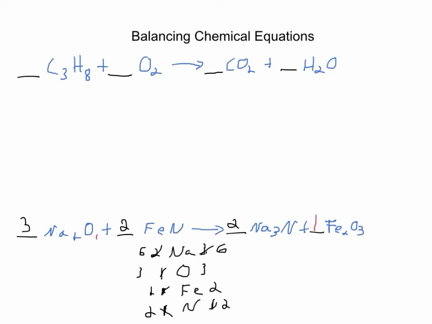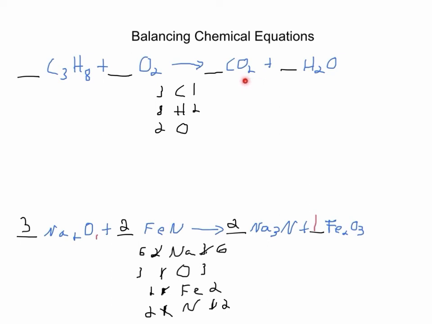The third example we'll look at is the combustion of propane. In this example, we have carbon, hydrogen, and oxygen. We start with 3 carbons on the left, 1 on the right, 8 hydrogens on the left, 2 on the right, 2 oxygens on the left, and on the right, notice how there is oxygen in both products. So we have to make sure we take both of those into account.